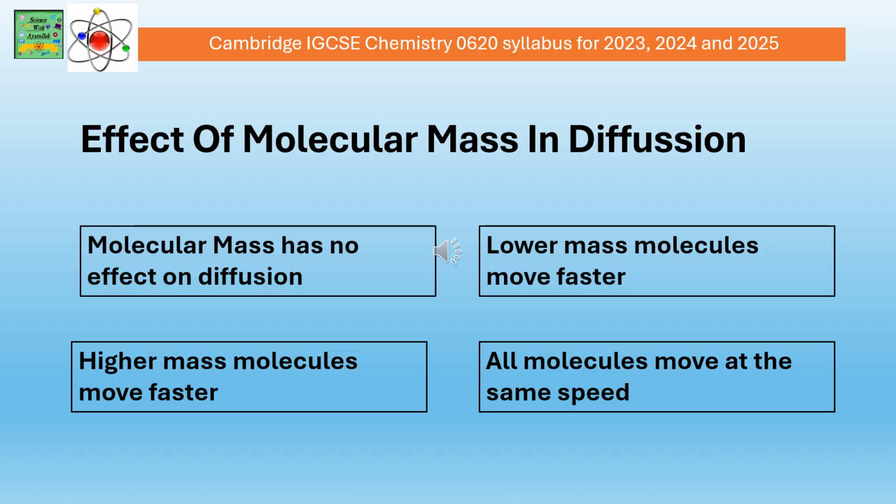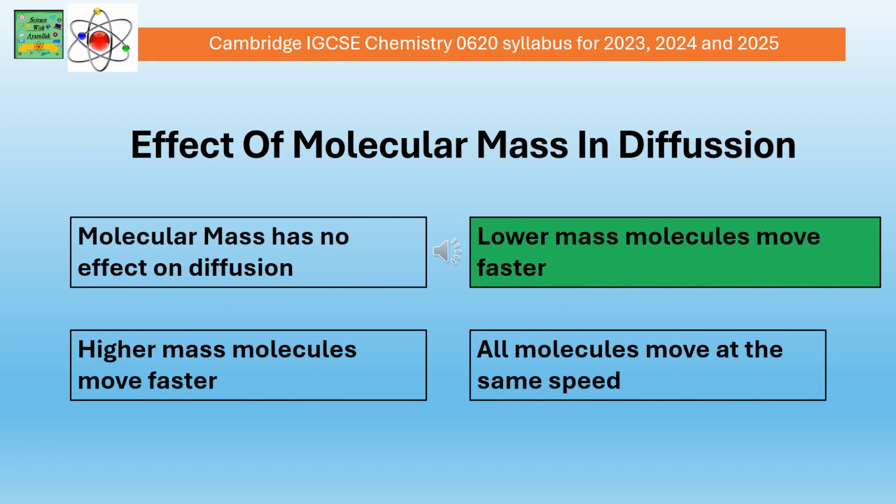What is the effect of molecular mass on diffusion? Molecular mass has no effect on diffusion. Lower mass molecules move faster. Higher mass molecules move faster. All molecules move at the same speed. The correct answer is lower mass molecules move faster.